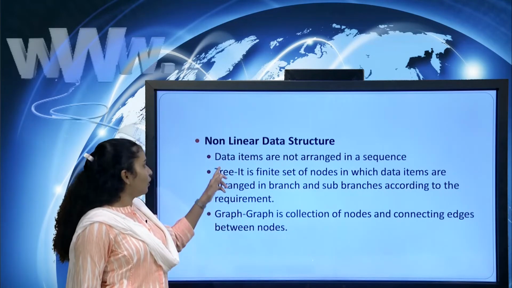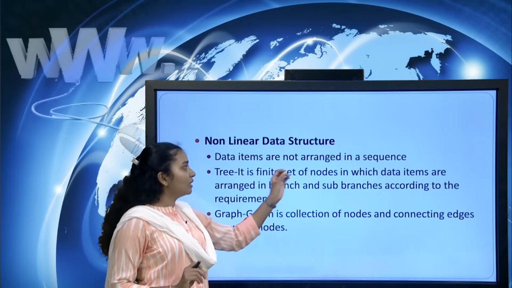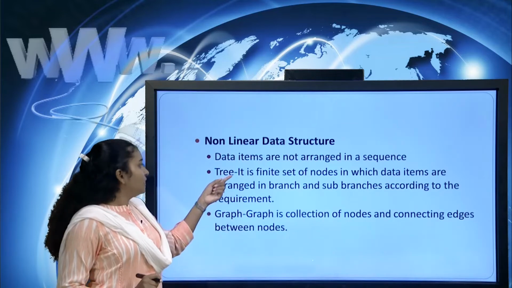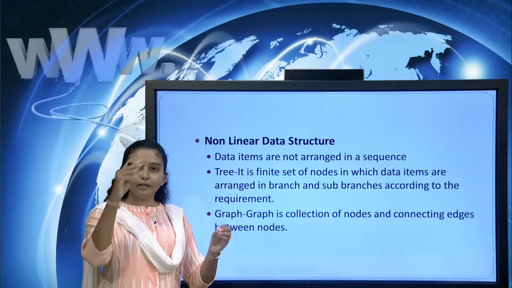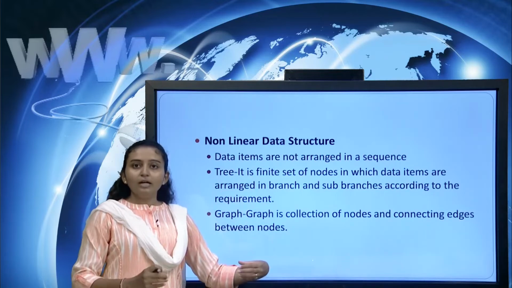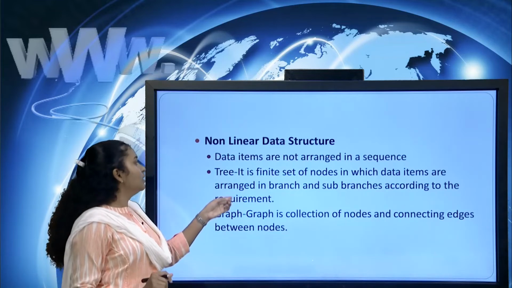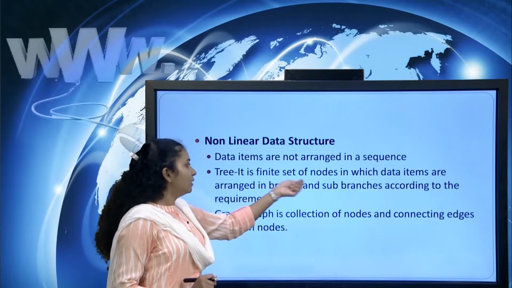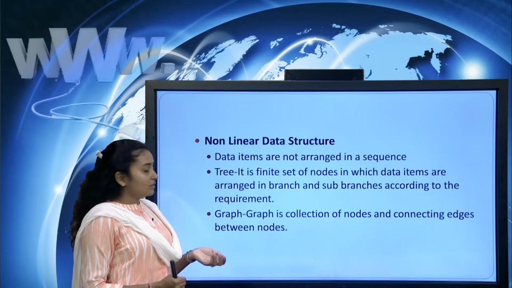Now next is nonlinear data structure. Nonlinear data structures contain data items which are not arranged in a sequence. When you look at a tree, it gives you a tree type structure in which you have a parent node that further divides into child nodes. Those child nodes will also have different child nodes. So they are not arranged in a sequence format. A tree is a finite set of nodes in which data items are arranged in branches and sub-branches according to the requirement.